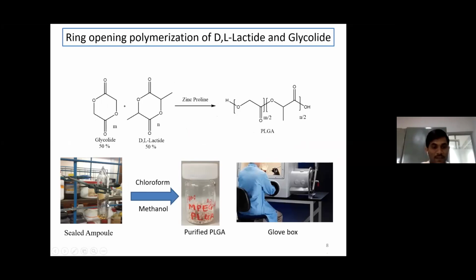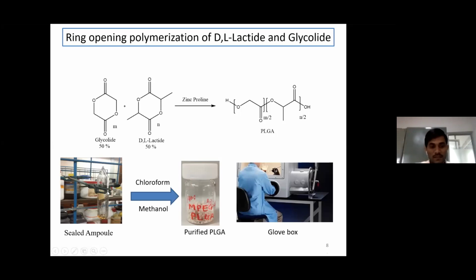Here we can see this is the sealed ampule. Before reaction, this ampule is inserted into the glove box. Inside this glove box, we have to fill all reagents because these reagents are moisture sensitive. After that, we have to apply vacuum and seal with glass blowing. And this reaction ampule is immersed in the sand bath.